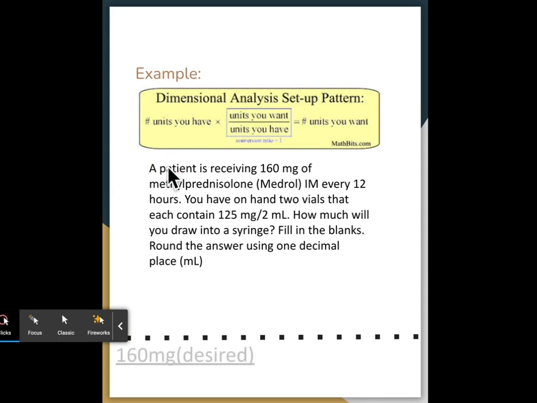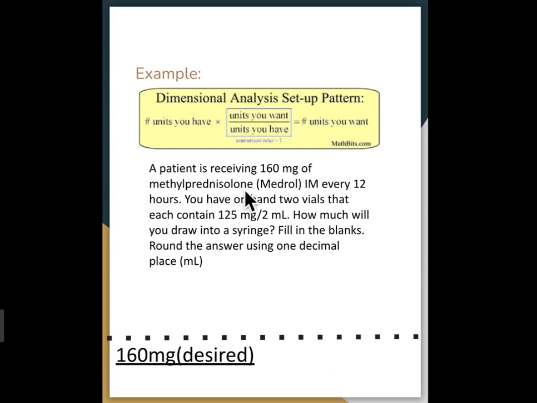All right, so a patient is receiving 160 milligrams of methylprednisolone or Medrol IM every 12 hours. Is receiving usually gives you the indication that this is the desired dose. Because of administration, here's a quick second to talk about terms that will indicate correct and proper scope of practice.